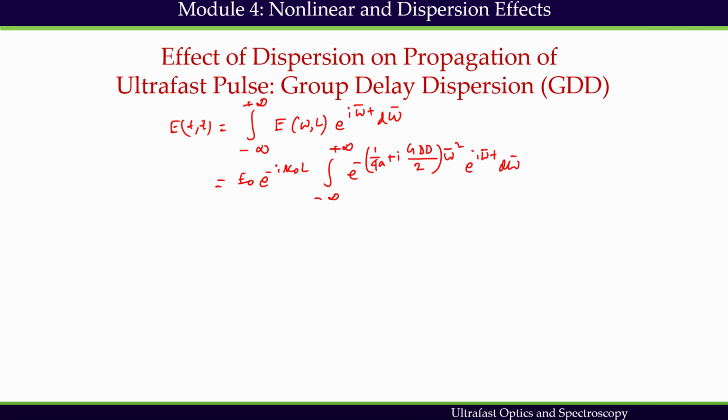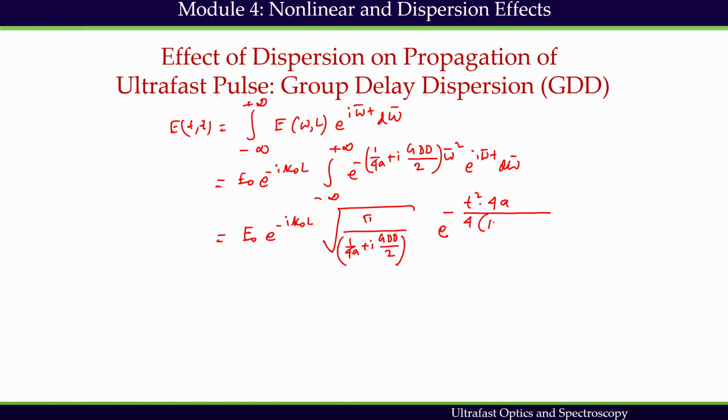And if we use the standard identity, then we can write down this standard Gaussian integral as e to the power minus i k naught L, then square root of pi by 1 by 4a plus i GDD divided by 2, multiplied by e to the power minus t square multiplied by 4a divided by 4 multiplied by 1 plus i 2a GDD. This is the expression we get.